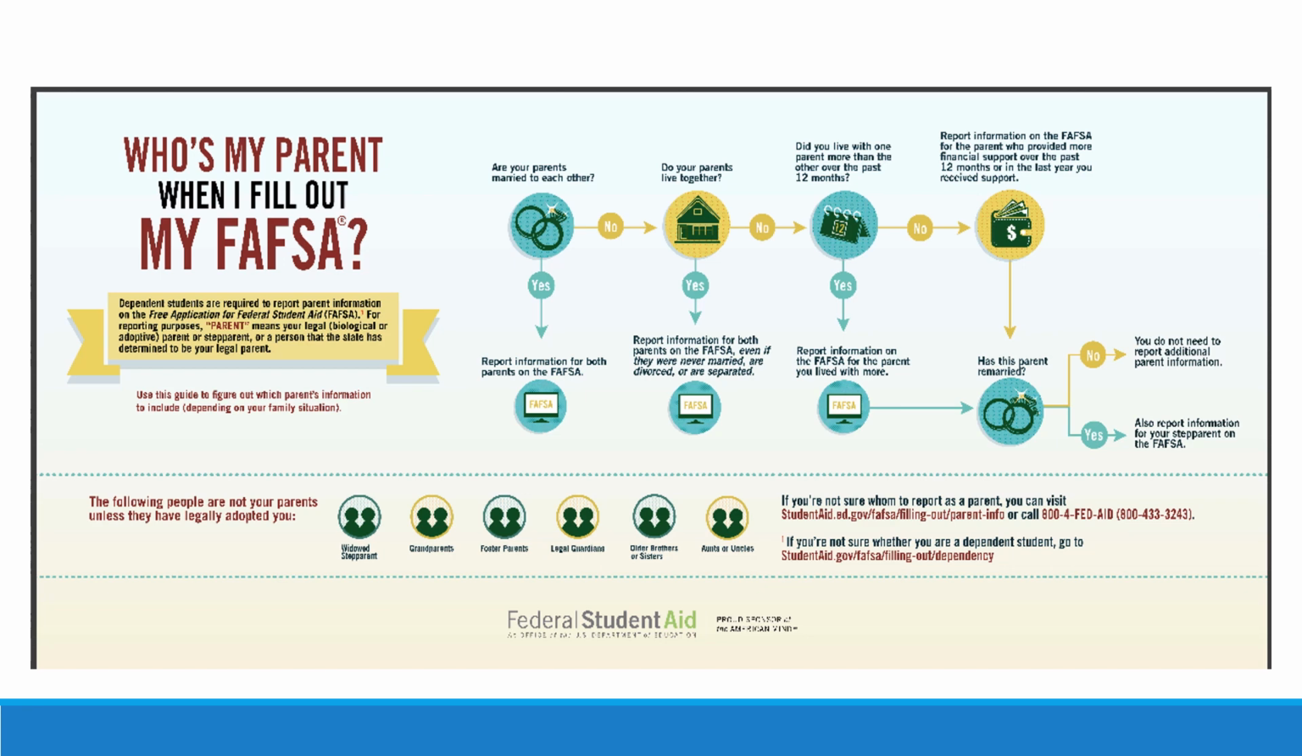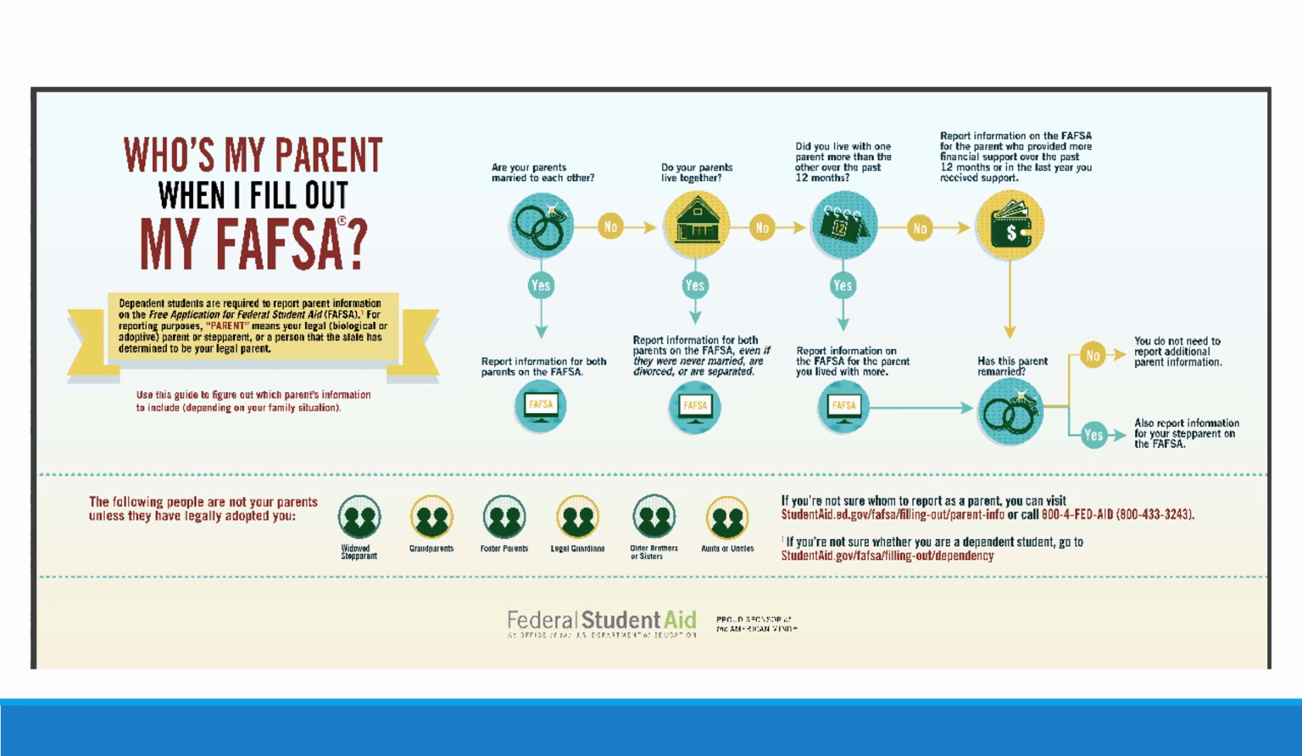The FAFSA asks for the marital status date as of the day the form is completed. If your parent is remarried now, but wasn't in 2019, and therefore didn't file taxes as married, the new spouse's income must be added to the FAFSA. Similarly, if you filed your 2019 taxes as married, but you are no longer married when you file the FAFSA form, you will need to remove your former spouse's income.